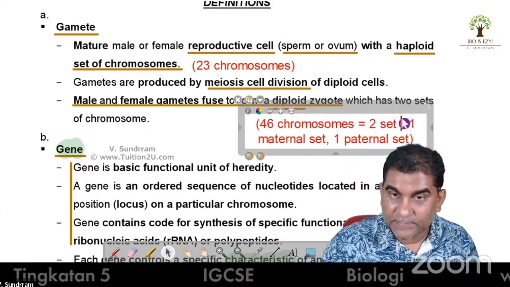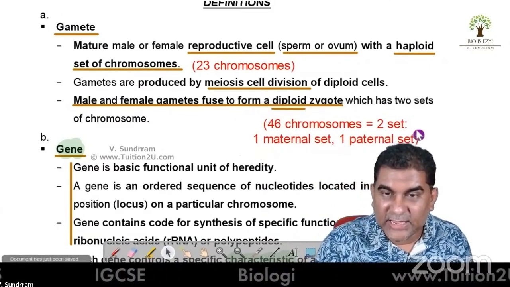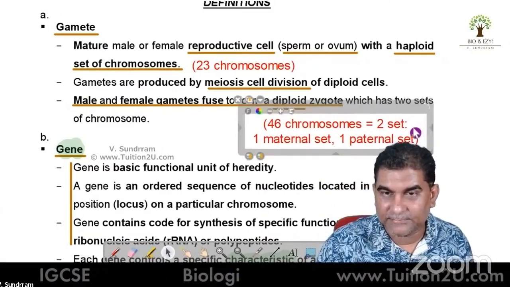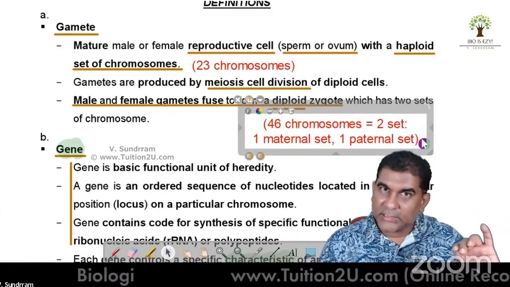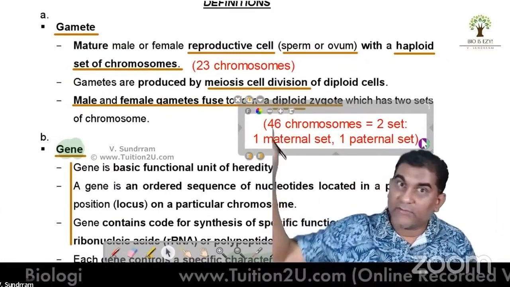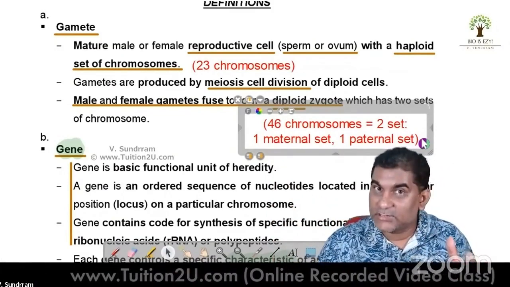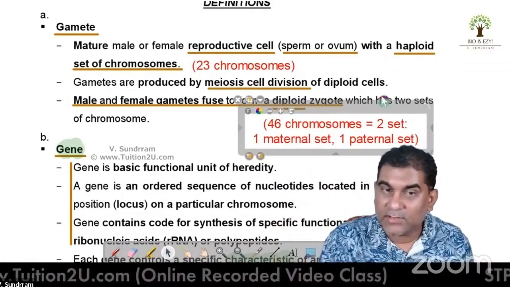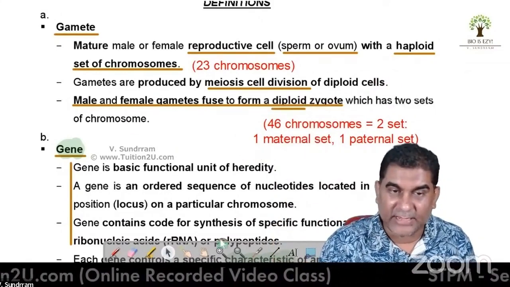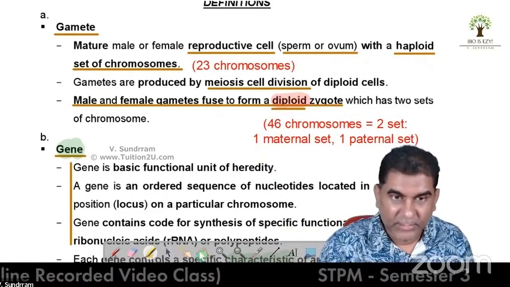Because there is one maternal set and one paternal set. Sperm gave the paternal 23, ovum gave 23 maternal. So inside the zygote got 46. One maternal set, one paternal set. That is why we call it a diploid set. Diploid because they have 2 sets.